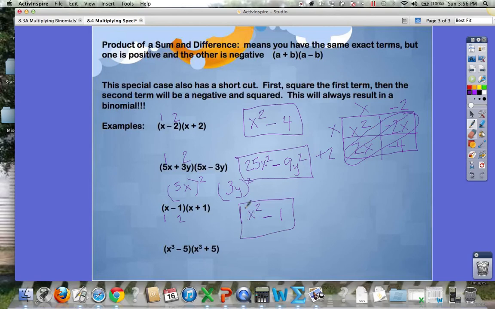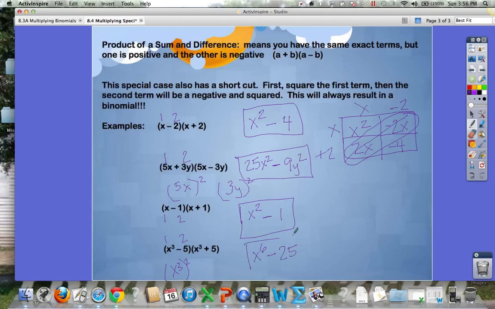So this one will become, if this is the first term, and this is the second term, x squared, and 1 squared is 1, and it will always be subtraction in between that. And you'll notice that these will always be binomials, whereas the other special case was trinomials. These will always be binomials. All right, so look at this one. This one's first and second term. If we square x cubed, remember the rules, when we're raising a power to a power, that's multiplying, so that becomes x to the 6th power. And then it's always going to be subtraction on these, and 5 squared is 25.